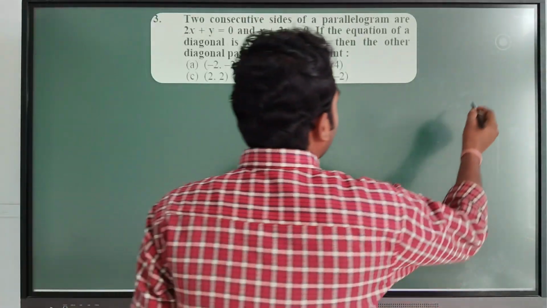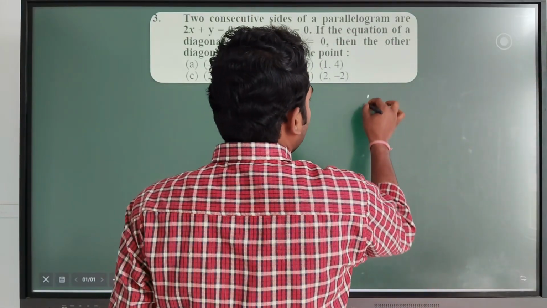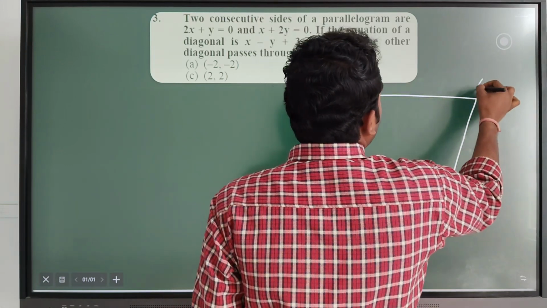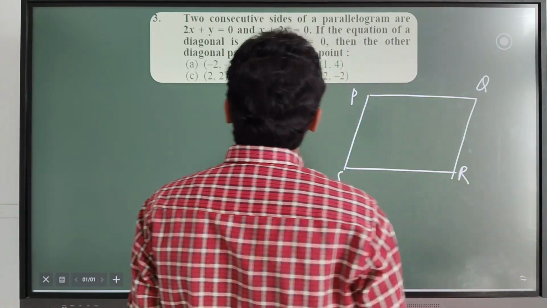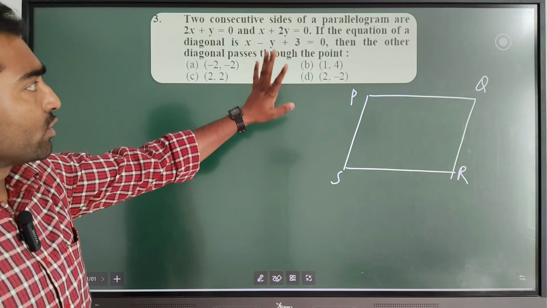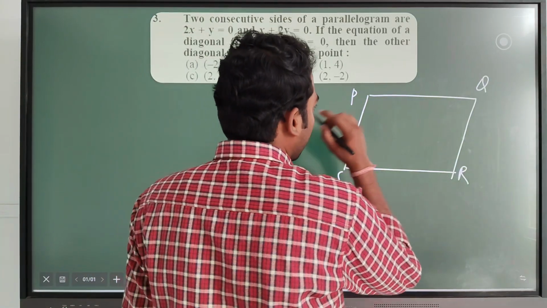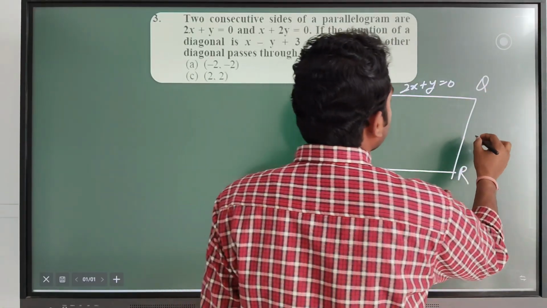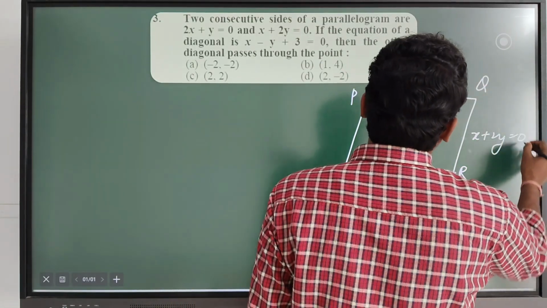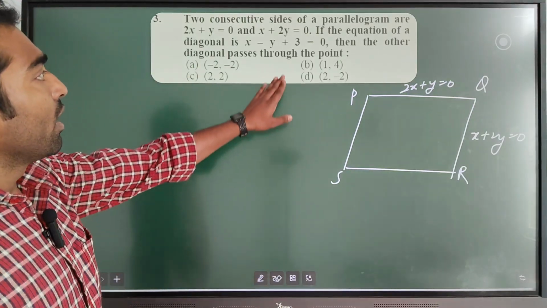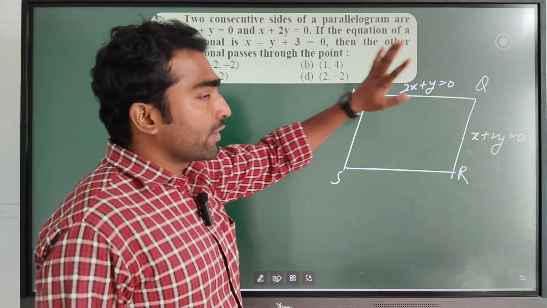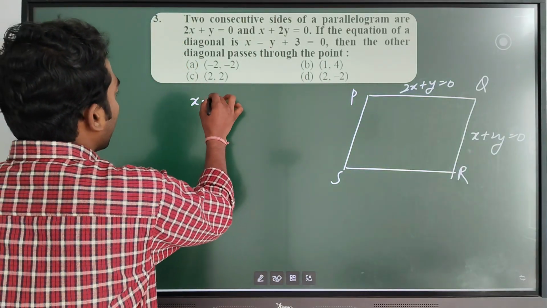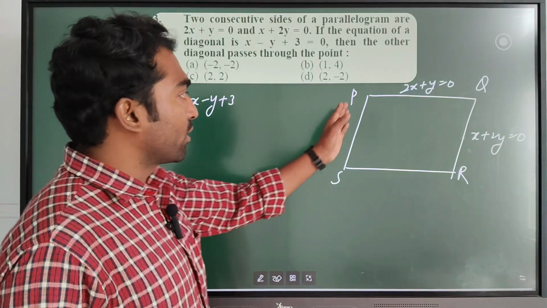So you have to consider a parallelogram. Let us suppose the parallelogram is PQRS, and the two consecutive sides of the parallelogram are these. Let us suppose this side is 2x plus y is equals to 0 and this one is x plus 2y is equals to 0. And the equation of one of the diagonals is given as x minus y plus 3 is equals to 0. So you have to check which one of the diagonals, this one or this one.